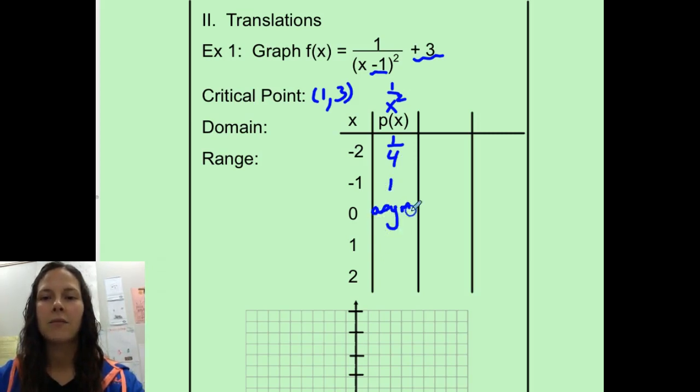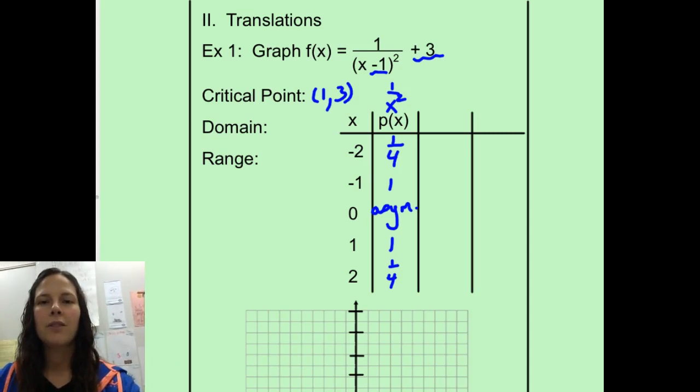This is where the asymptote of the function occurs. That was the critical point of our parent function. 1 over 1 squared again is 1, and 1 over 2 squared is 1/4. These second two columns are to think about what is happening to the x and the y value from the parent function to the transformation.